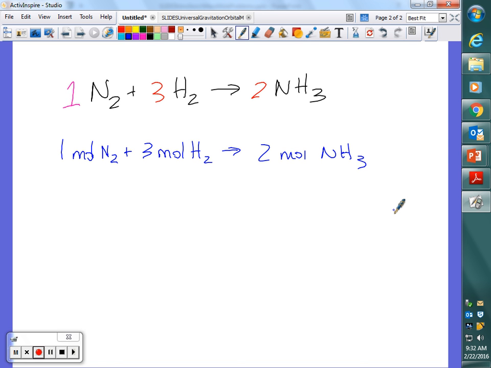Take a look at your periodic table. Okay, so nitrogen's atomic mass, or molar mass, is what? 14.01. But a molecule of nitrogen has how many nitrogen atoms in it? 2. Does that make sense, Don?